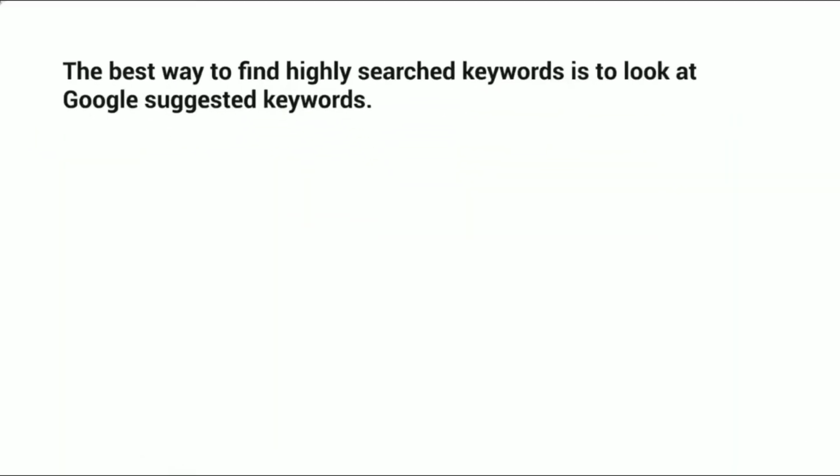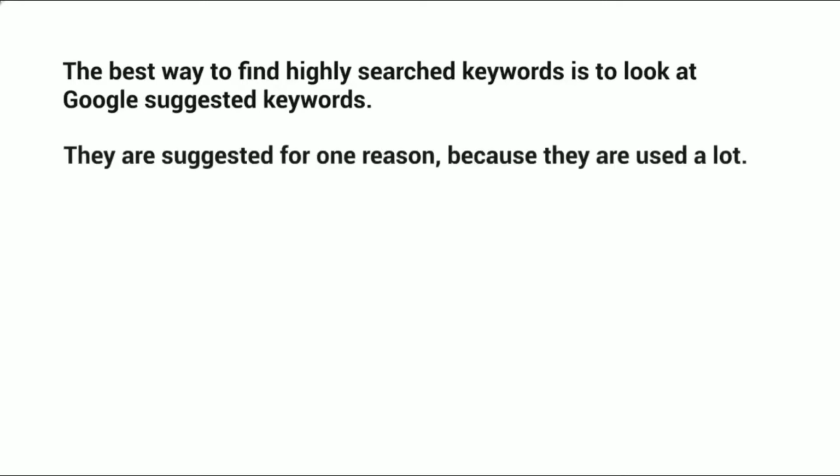Now the big question is, how do I find these keywords? The best way to find highly searched keyword terms is to look at the Google suggested keywords. They are suggested for one reason, because they are used a lot. So let me show you how to find them and what they look like.